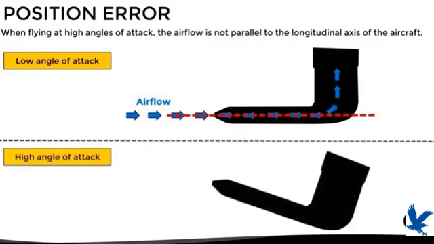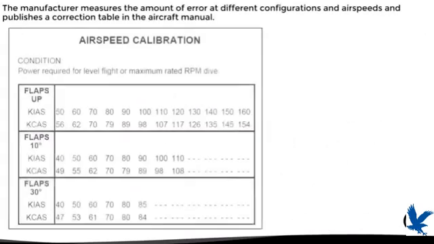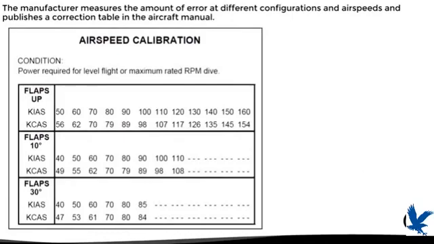However, if we fly at a high angle of attack, we can see that the airflow is no longer aligned with the pitot tube. This generates slight errors in the measurement of total pressure. These errors are taken into account by the manufacturer in different configurations and speeds to publish a correction table in the aircraft manual. In this case, this calibration table corresponds to the airspeed indicator, since it is the only instrument to which the pitot tube is connected.